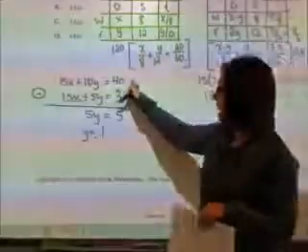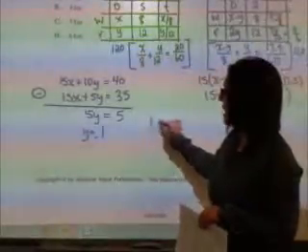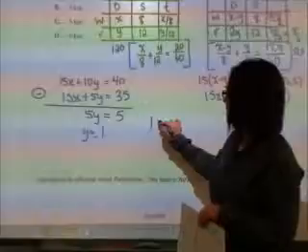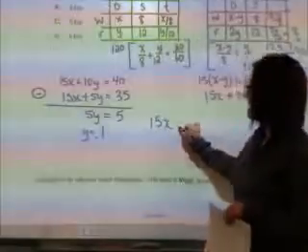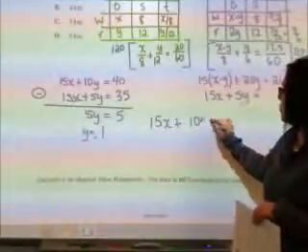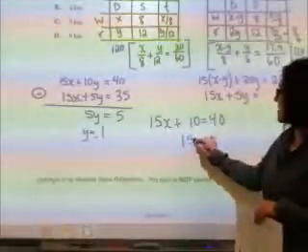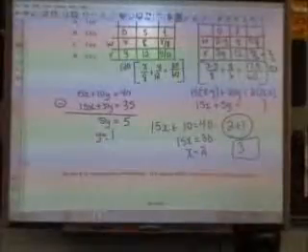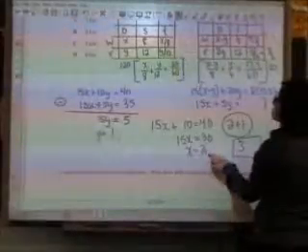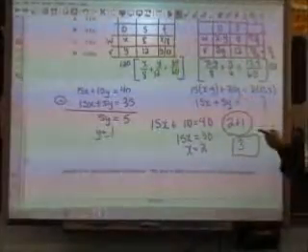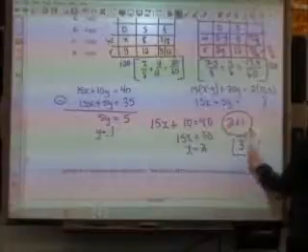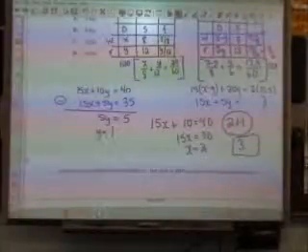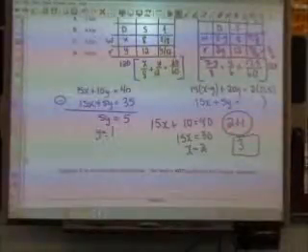And then if I put it back into one of these two equations, I would get 15x plus 10 equals 40. 15x would equal 30, which means x would equal 2. x is walking, y is running, so 2 plus 1 gives me 3 kilometers is the distance between the library and his house.